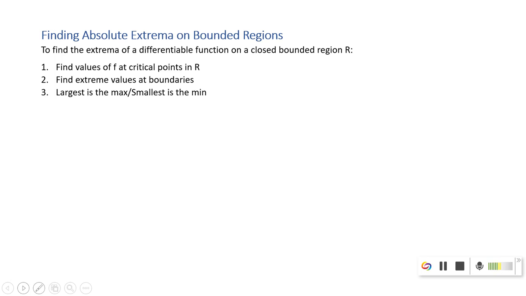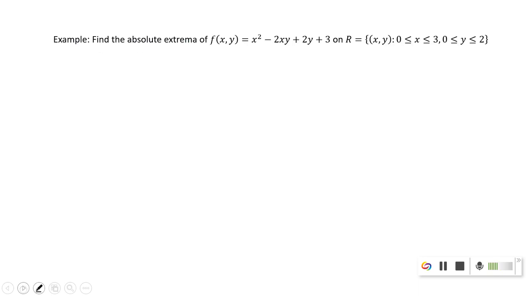If we have a differentiable function on a closed bounded region, we are going to find our critical points, and then we're going to find values of the function at our critical points inside that region, and then we also have to find the extreme values on the boundaries. And so that means it's going to involve finding some critical points on boundaries as well, and I'll explain that through an example. But the largest output will be our max and the smallest will be our min. So similar to what we did for functions of one variable, but of course a little bit more complicated. So let's take a look at an example.